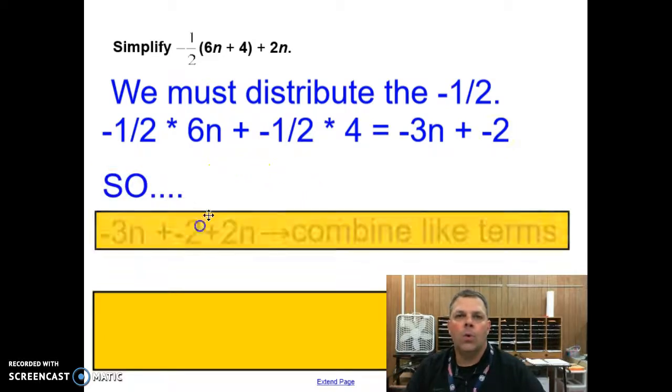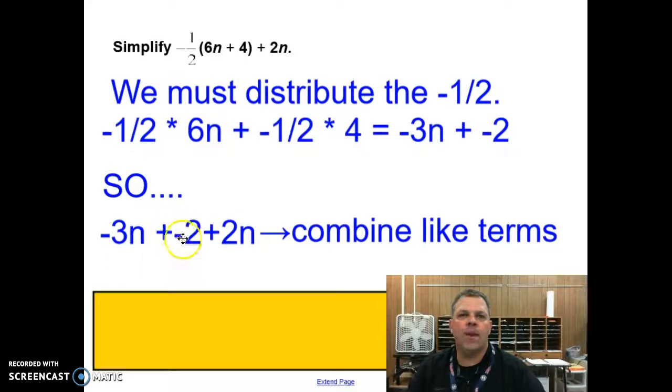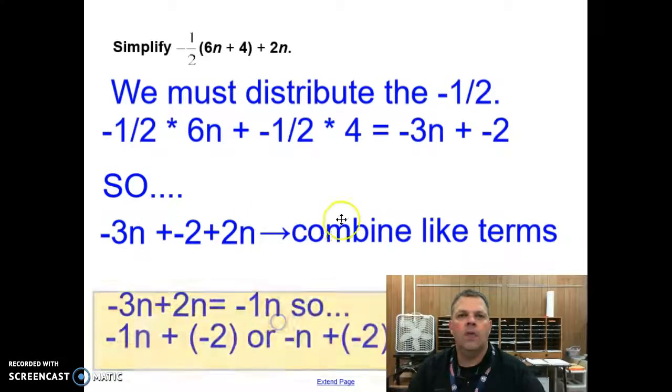So we substitute in negative 3n plus negative 2 for this part. Then we add 2n from the original problem, and we combine our like terms. I know that our like terms are negative 3n and 2n. Therefore, negative 3n plus 2n is negative 1n. So our answer is negative 1n plus negative 2, or we may also write it as negative n plus negative 2. The reason that we can use this as negative n is that if there is no number in front of a variable, we always assume that it is 1.